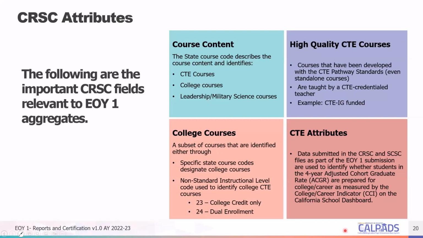And finally, with regards to CTE attributes, students reported to a CTE capstone course who are pathway completers will be identified as a completer in your 4-year adjusted cohort graduation rate, or ACGR, and will be included in calculations for the college and career indicator on the California School Dashboard.